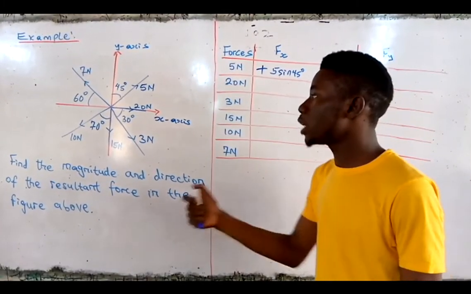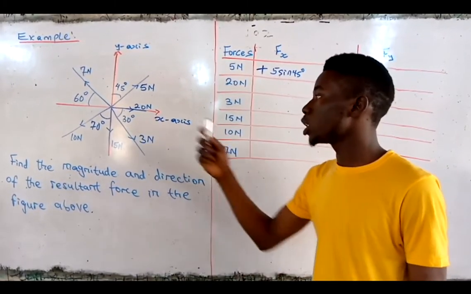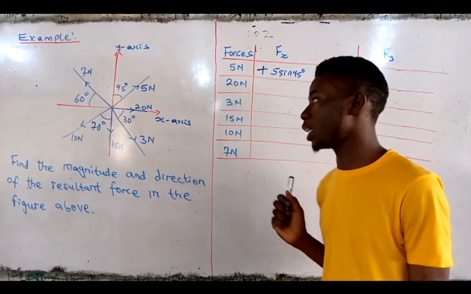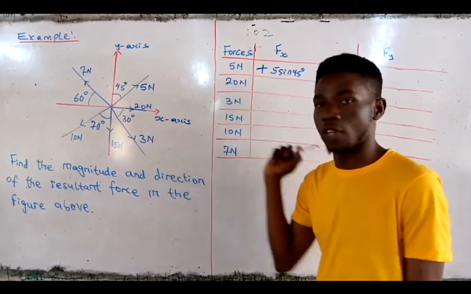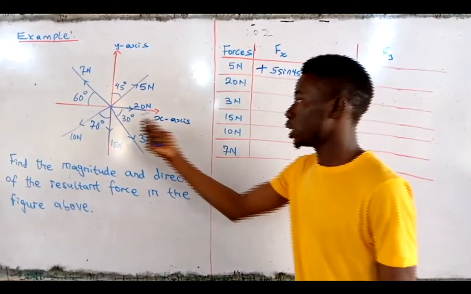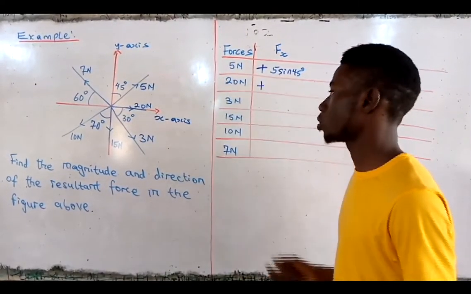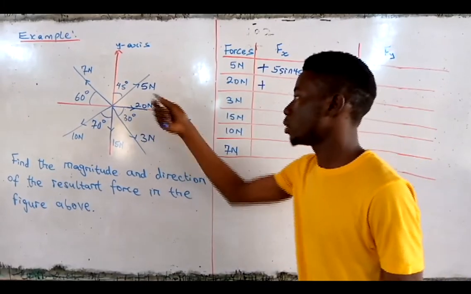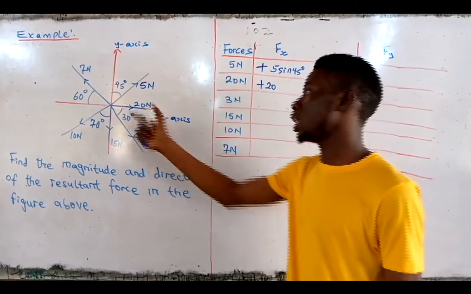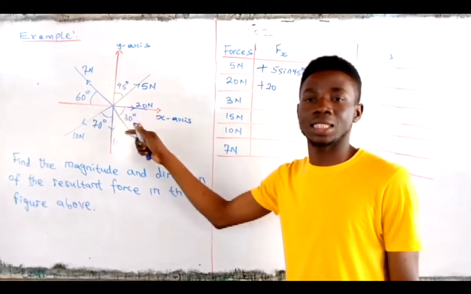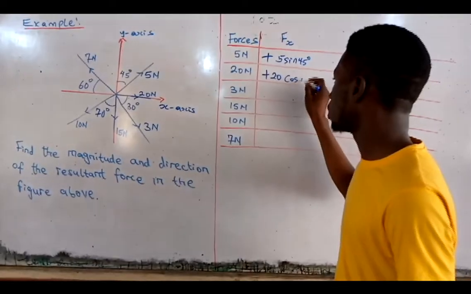Now, let's move down to 20 Newton. If you look at it, 20 Newton is acting directly on the x-axis. In fact, it is acting directly on the positive x-axis. Definitely, it's going to have a positive sign. That is, we'll have plus. Then, the magnitude of 20 Newton is 20. And as well, the angle between 20 Newton and the x-axis is 0 degrees. So definitely, we have cos 0 degrees.